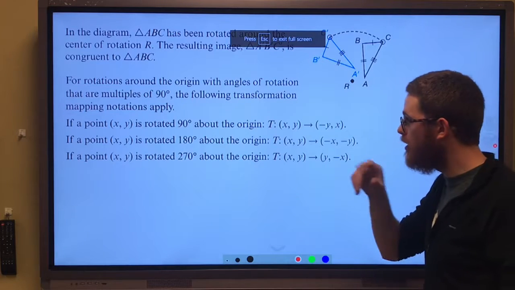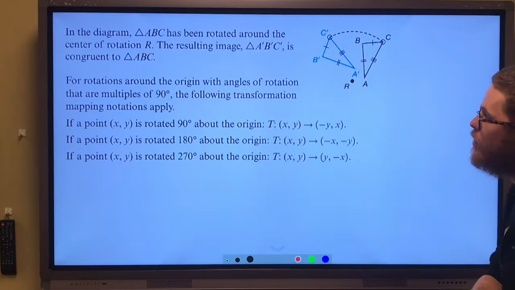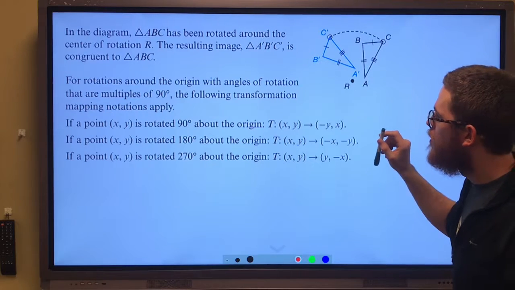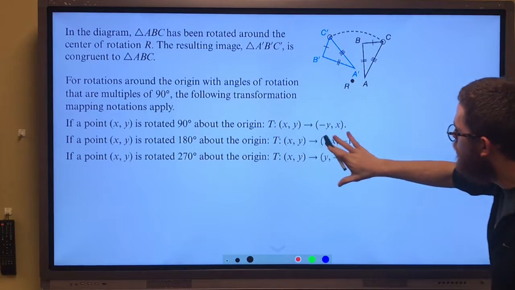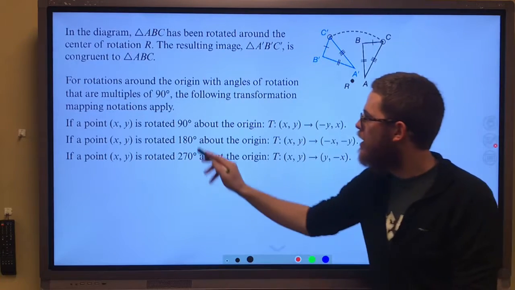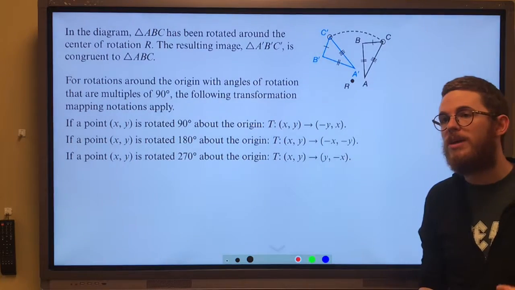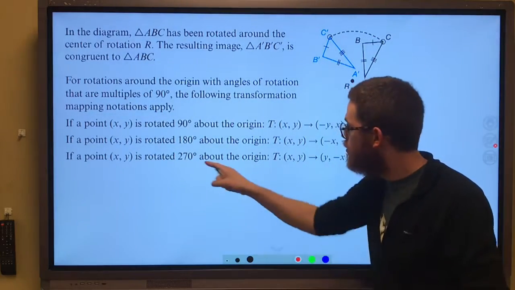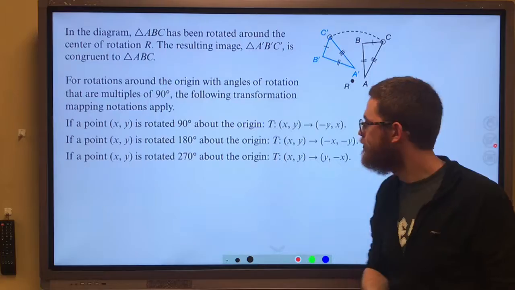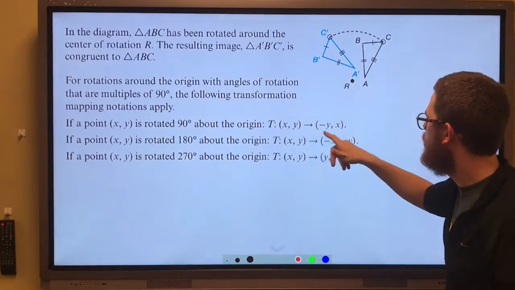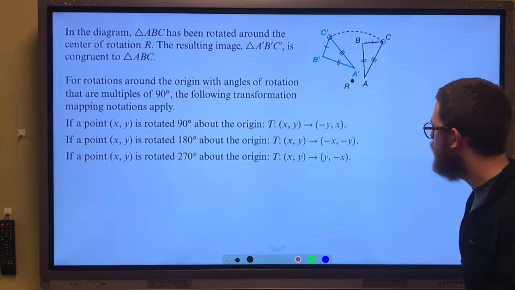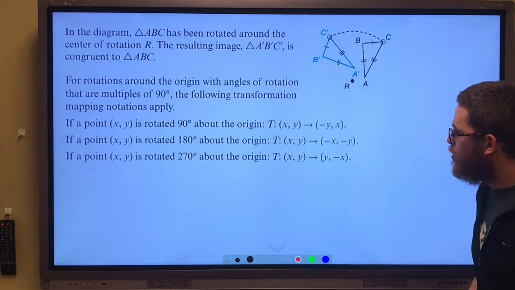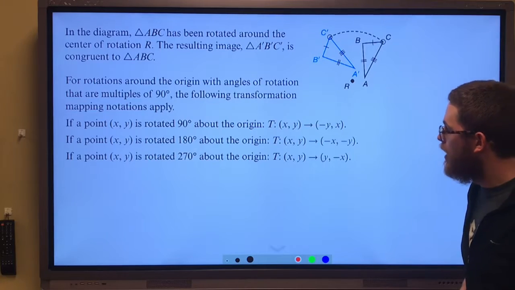So, a few things here. For rotations around the origin on a coordinate plane, with angles of rotation that are multiples of 90, we can use these facts. We're talking about 90 degrees, 180 degrees, 270 degrees, assumed to be counterclockwise. So if we wanted to go 90 degrees clockwise, we could go 270 counterclockwise. 90 degrees about the origin, (x, y) becomes (-y, x). 180 degrees about the origin, (x, y) becomes (-x, -y). And 270 degrees about the origin, (x, y) becomes (y, -x).